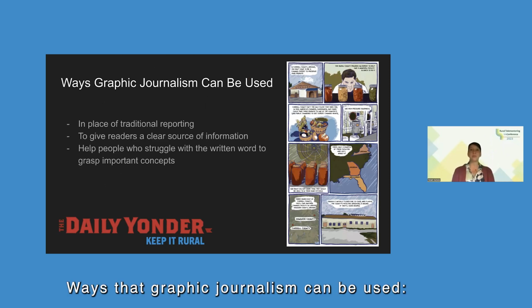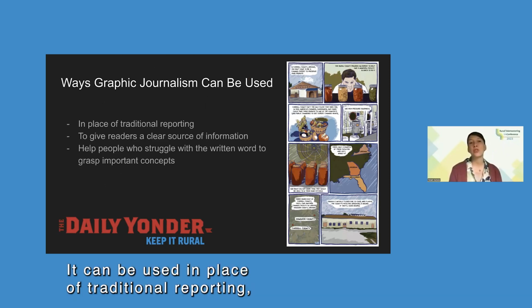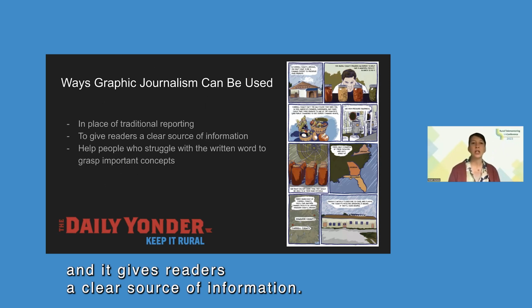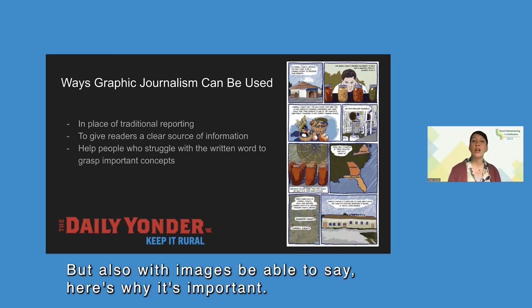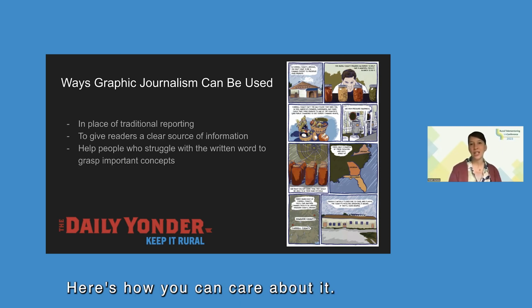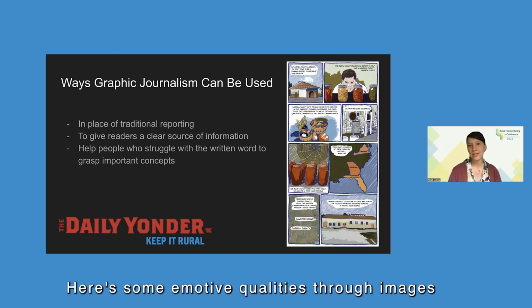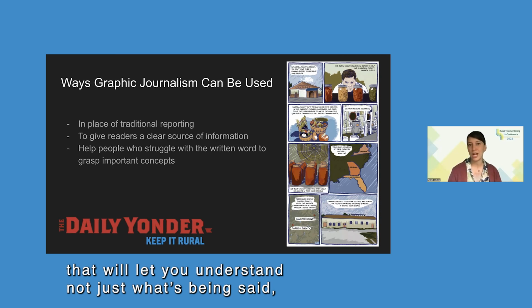Ways that graphic journalism can be used. It can be used in place of traditional reporting, and it gives readers a clear source of information. So being able to say, here's all the story, but also with images, be able to say, here's why it's important. Here's how you can care about it. Here's some emotive qualities through images that will let you understand not just what's being said, but why what's being said is important.